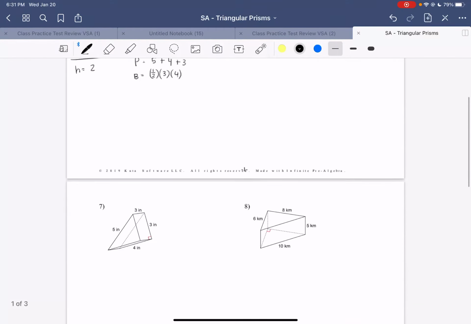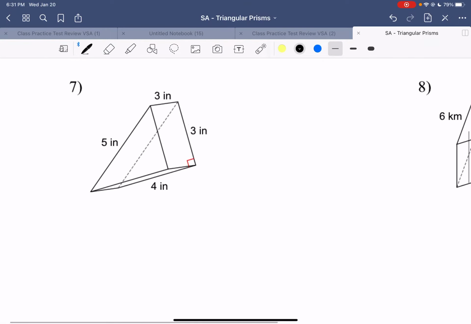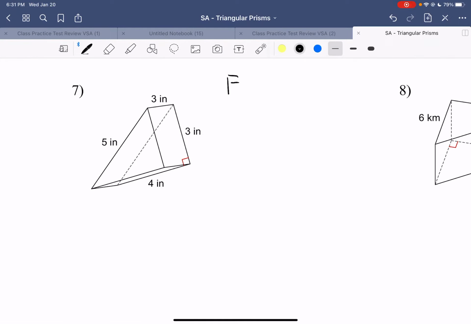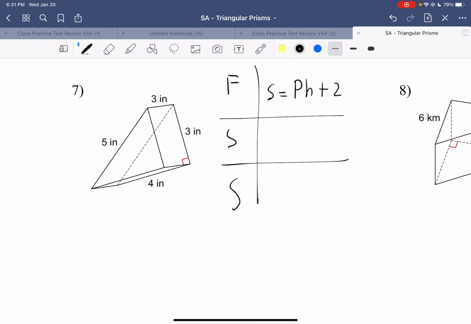Okay, number 7. Again, we have formula, substitute, solve. Surface area equals the perimeter of the base times the height of the prism plus 2 times the area of the base. So our missing information is P, B, and H. We need to figure out what our base is. I'm going to highlight here so you can shade with your pencil. I'm going to redraw my base over here.